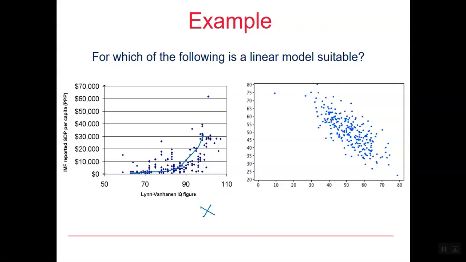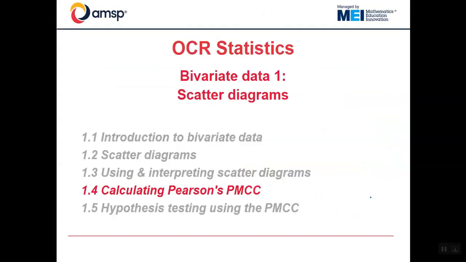Now, for this one, even though there is a lot of variation and the points are in a cloud shape, they do generally follow a straight line. So it isn't so convincing, but I think a linear model could still be used in this case.